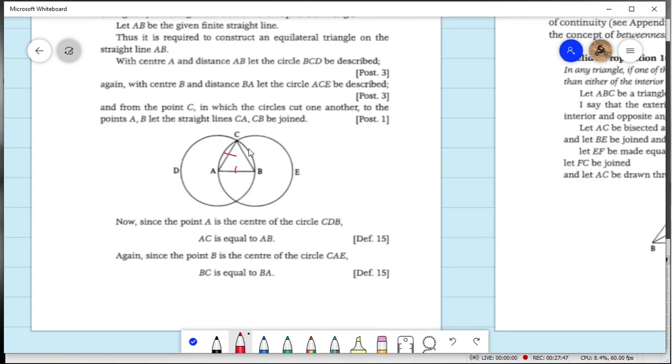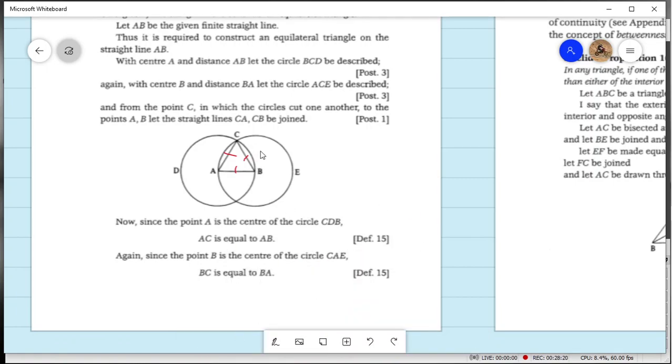And also, since BC is a radius of circle ACE, it should be equal also to the same line segment AB, meaning this line segment should be congruent to AB, meaning all three line segments would have the same lengths. Hence, we have drawn an equilateral triangle. Now, where is the flaw in this proof?